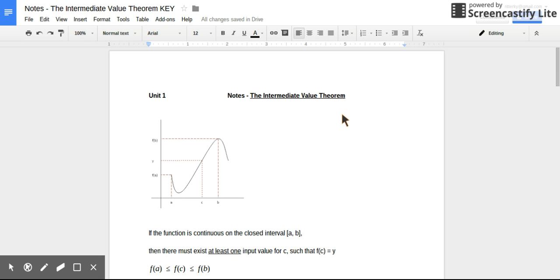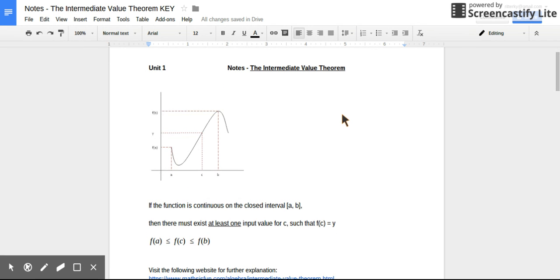In this video, we're going to be talking about the intermediate value theorem. It's what's called an existence theorem, so it's simply just telling you that something must exist if we use this theorem. This is a good little diagram to describe it.